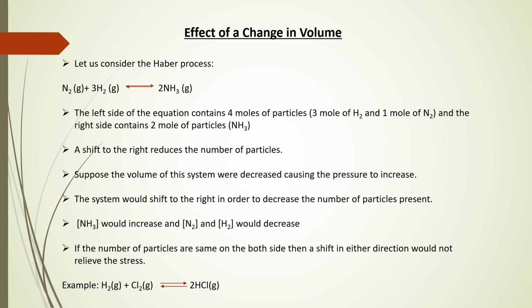Suppose the volume of this system were decreased, causing the pressure to increase. The system would shift to the right in order to decrease the number of particles present. The concentration of NH3 would increase and the concentrations of nitrogen and hydrogen would decrease. If the number of particles is the same on both sides, then a shift in either direction would not relieve the stress. Example: hydrogen plus chlorine equals 2HCl.